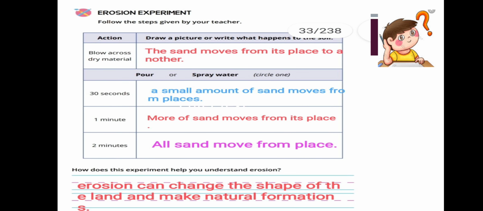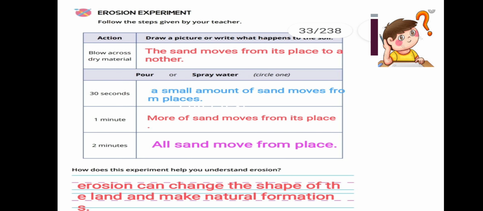The sand moves from its place to another. After 30 seconds, a small amount of sand moves from its place. After 1 minute, more sand moves from its place. After 2 minutes, all the sand moves from its place.